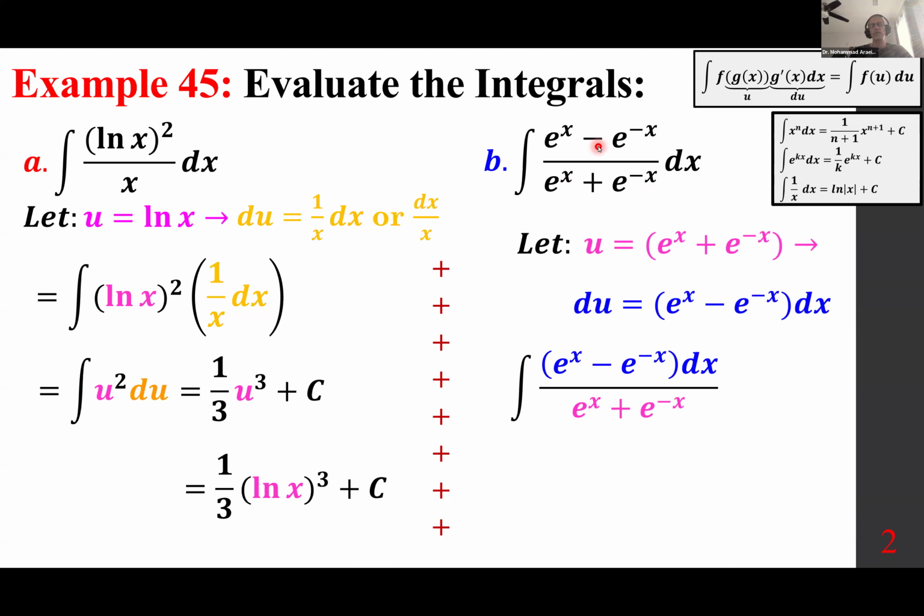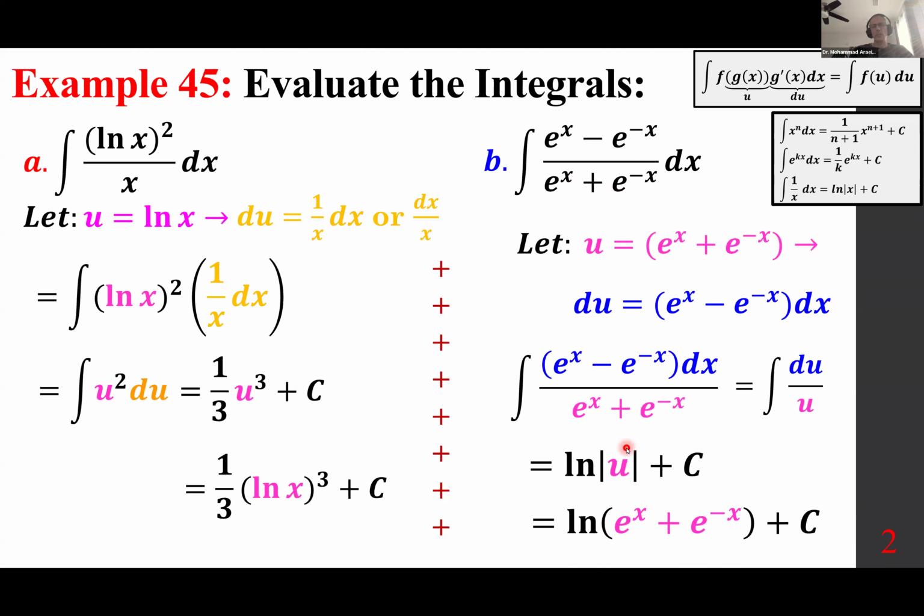Therefore, if you put the dx next to the numerator, you're dealing with the integral of du over u, and that's a natural log. Reversing the substitution, ln of e to the power of x plus e to the power minus x plus a constant. Bear in mind, you have to have an absolute value, but in this case, we do know the expression is always positive. Therefore, you can lose the absolute values.